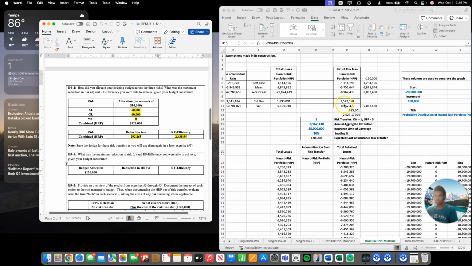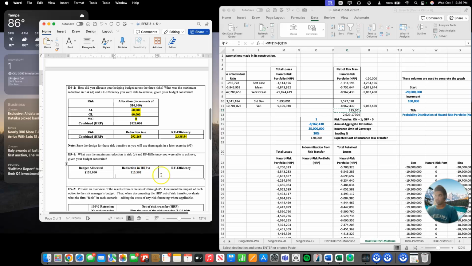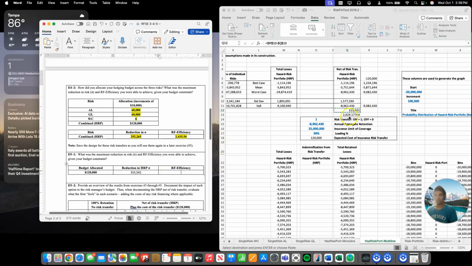We solved for this, and I did the math to find this number minus this number. Remember, we're looking at the change in standard deviation, which, let me just make sure, M10 and Q10. All right, so this number minus this number equals 315,000, which you can copy and paste from Excel into here. And your RF efficiency, remember, is this number divided by 120. So just take that number, copy and paste it.